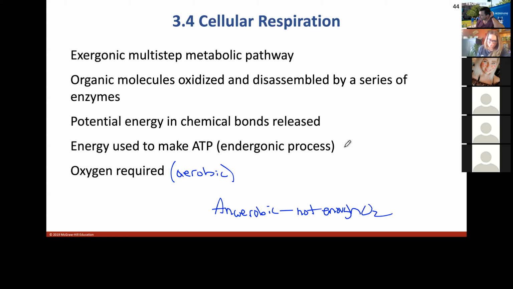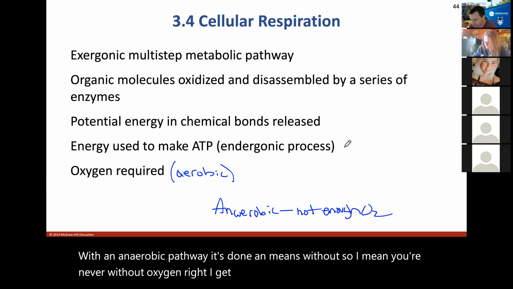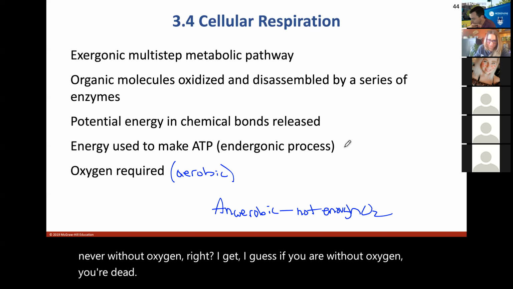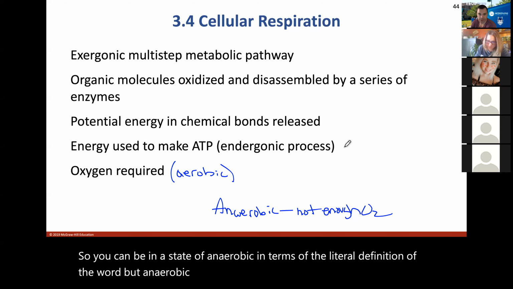That would be anaerobic. With an anaerobic pathway, an means without. So, I mean, you're never without oxygen, right? I guess if you are without oxygen, you're dead. So you can be in a state of anaerobic in terms of the literal definition of the word, but anaerobic, just not enough oxygen is present.